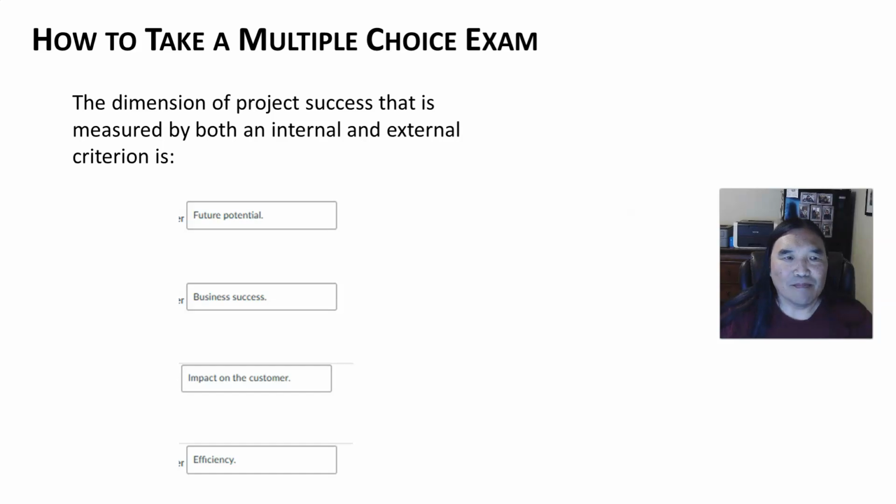Now, here's a couple of examples. What you do is when you read a question, have a piece of scratch paper next to you and write down what are the key words to this question. In this case, it's internal and external. Now, internal and external, future potential. Externally, are they really caring about future potential? They're more caring about what it is you're going to deliver to them. Is it about business success? Well, yeah, they both kind of want business success. But impact on the customer.